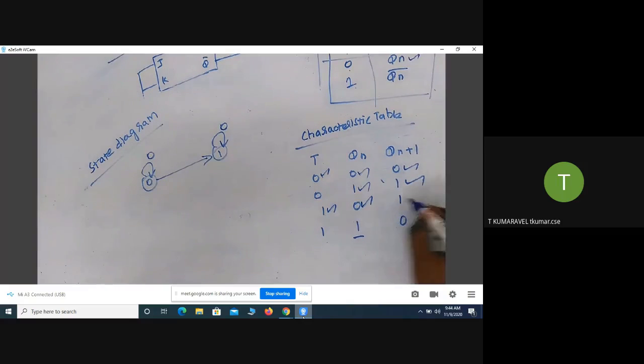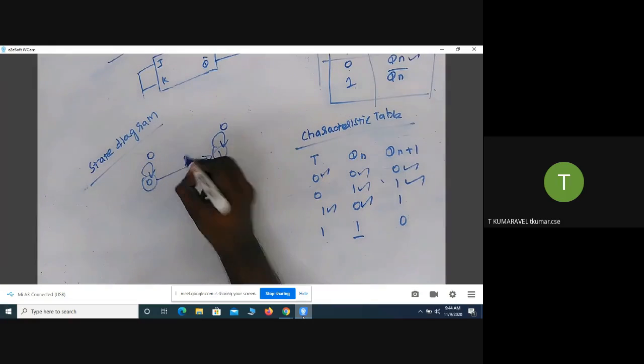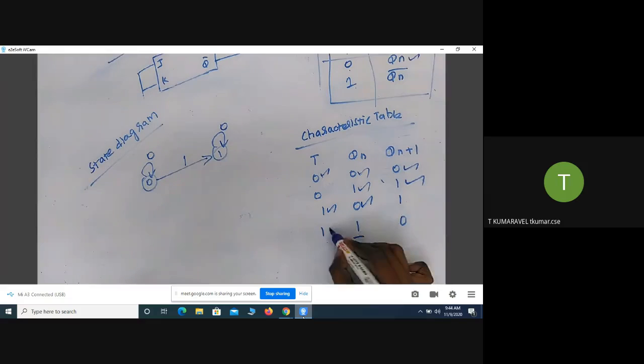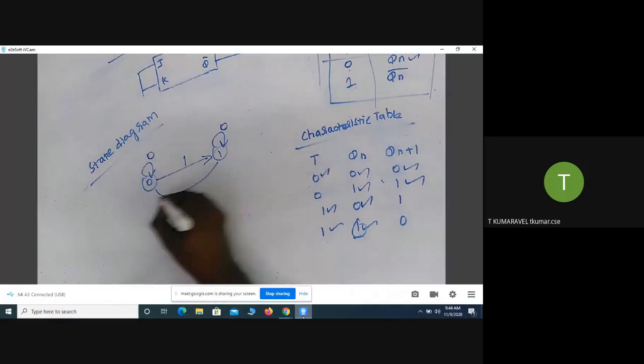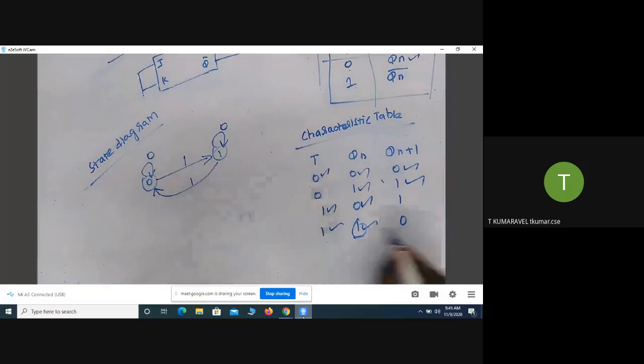What is the input combination? 1. What about the last combination? I'm in the 1 state and I consume 1. What happened? The state changed from 1 to 0. That is called the state diagram for the T flip-flop. Is it okay for you?